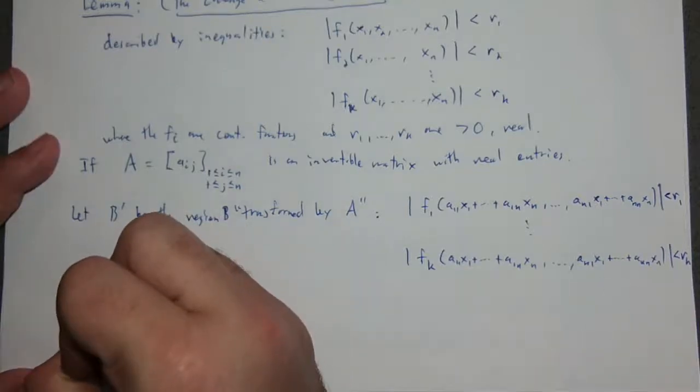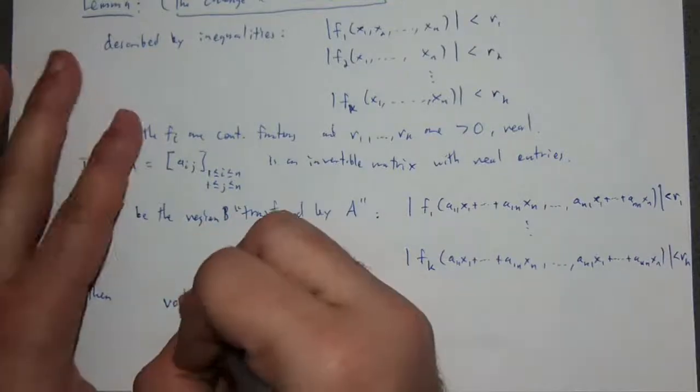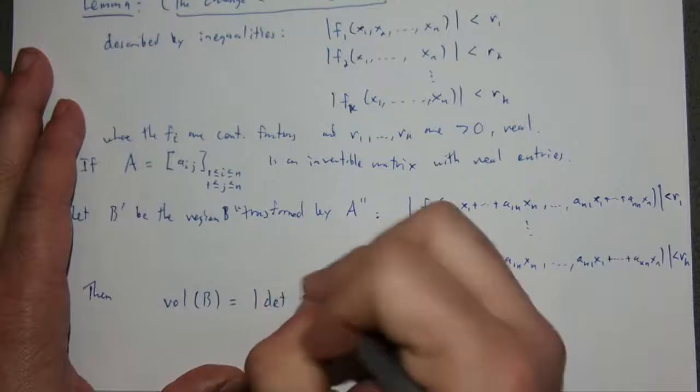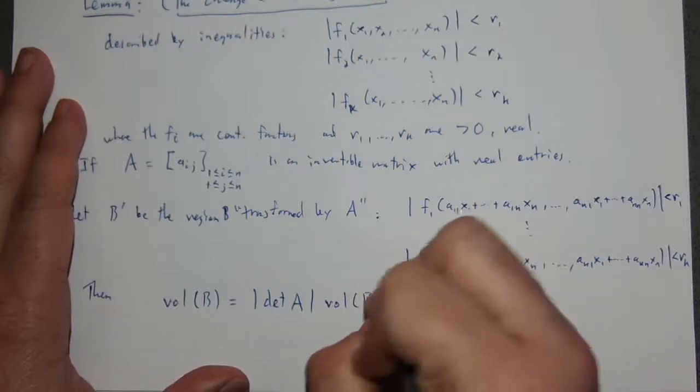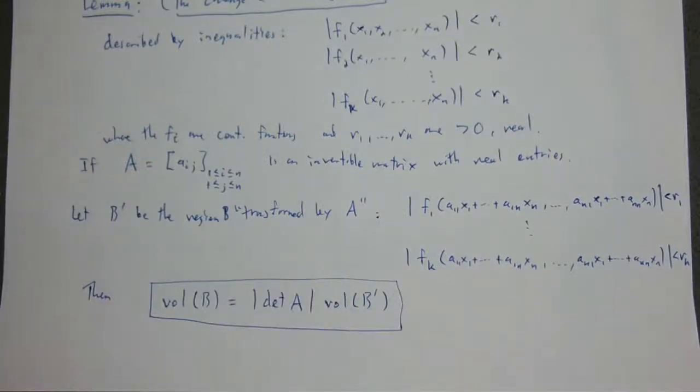The main statement is then the volume of B can be computed as the absolute value of the determinant of A times the volume of B prime. Okay. As I said, I'm not going to prove this because most multivariable calculus books will include a proof of this in an appendix somewhere. But this is the central thing that is needed to take care of change of variables in calculus.